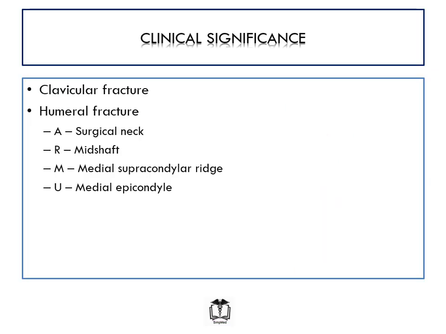So let's talk about the clinical significance of the bones of the upper limb. The most important clinical significance of any bone in the upper limb is what we call fracture. Fracture is when we have a breakage or discontinuity of the architecture of a bone, either due to trauma, force, stress, or otherwise. So each of the bones that we've talked about, the clavicle, the scapula, the humerus, the radius, ulna, and then the carpal bones can be fractured. They can undergo fractures.